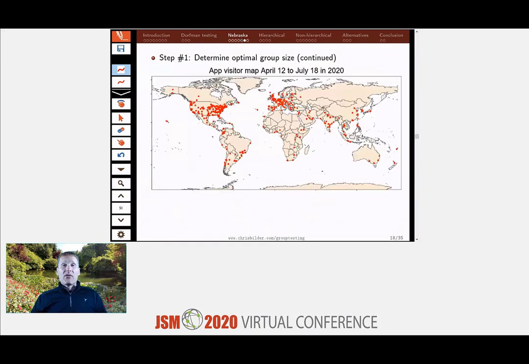This app has received a lot of use from all around the world. So this map gives a recent 3-month picture of who is actually using the app in terms of their locations. In total, we've had people from about 76 countries use the app, and also 44 U.S. states.